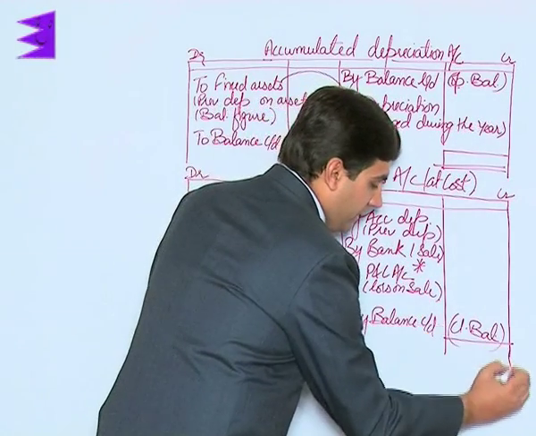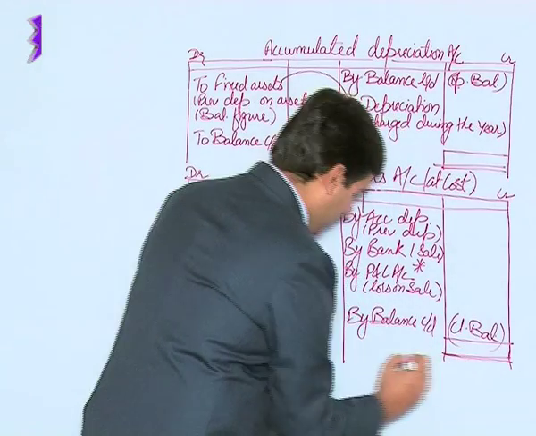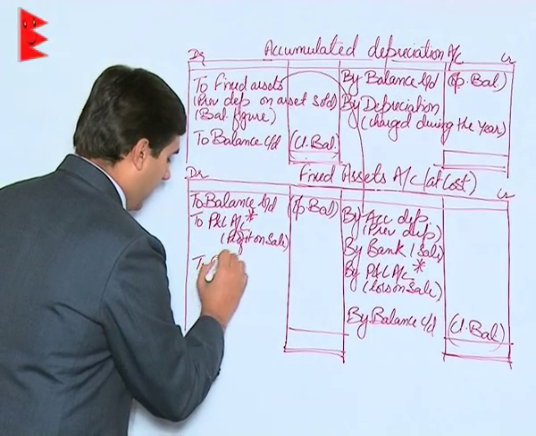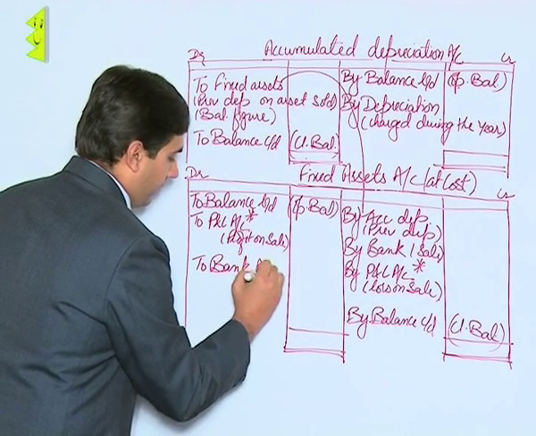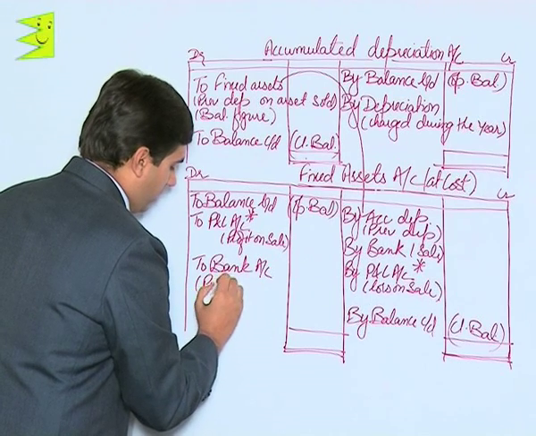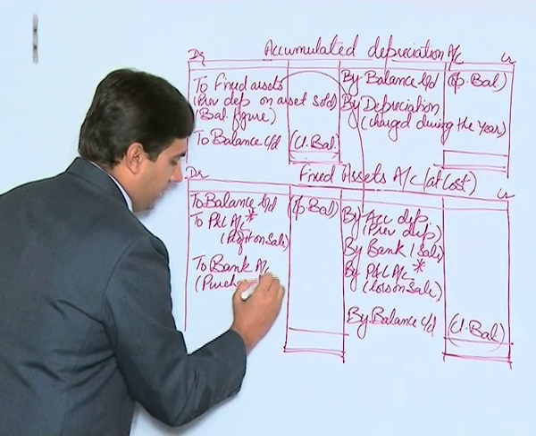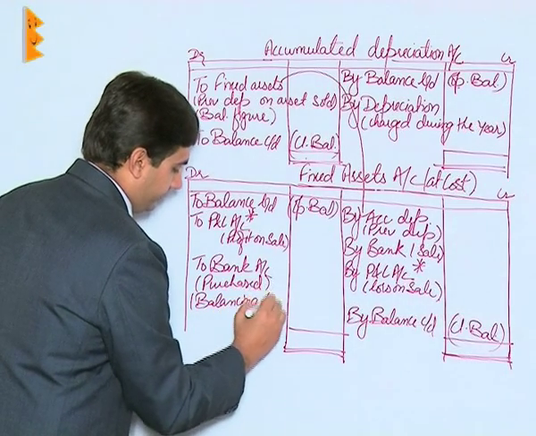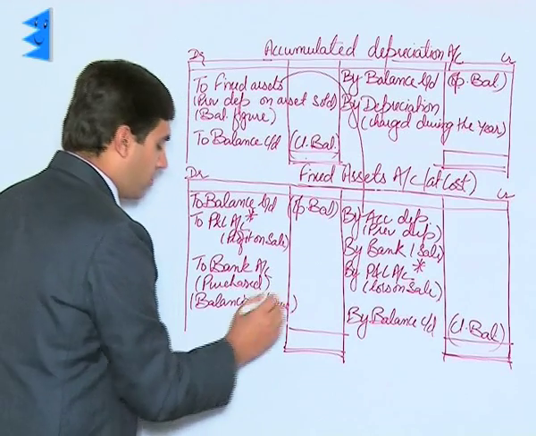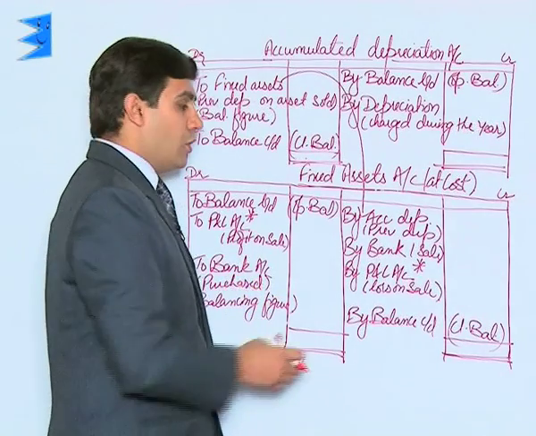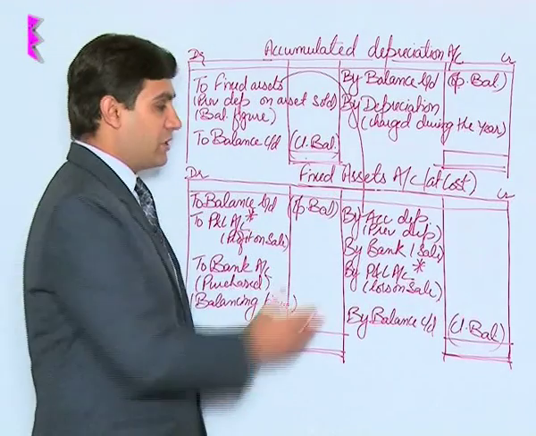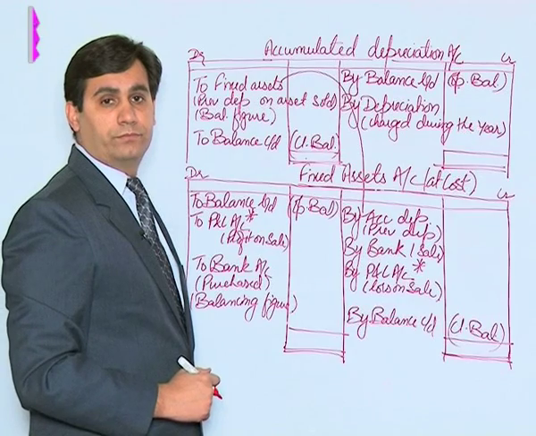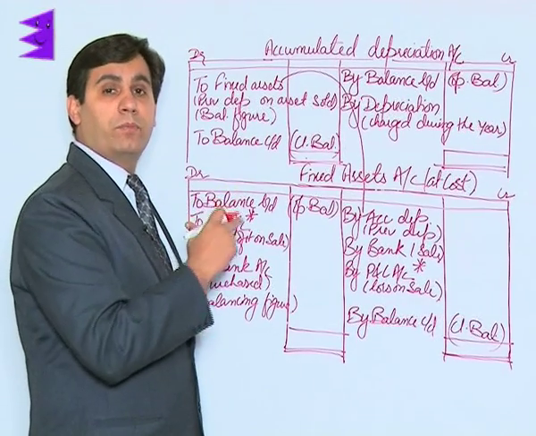Once every entry has been made, let us calculate the balancing figure, which would be to bank, purchased during the year, and this is the balancing figure. In some questions, this figure might be given to you, so there can be any other balancing figure which is not actually given in the question. Let us understand this concept by taking an example.